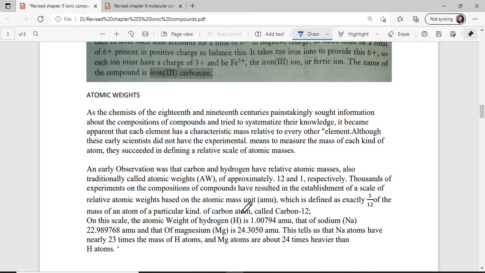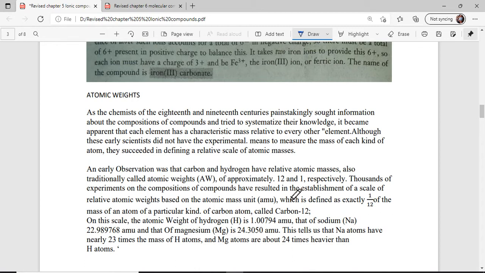Okay, atomic weight. Chemists of the 18th or 19th century painstakingly sought information about the composition of compounds and tried to systematize their knowledge. It became apparent that each element has a characteristic mass relative to every other element. Although these early scientists did not have the experimental means to measure the mass of each kind of atom, they only succeeded in defining the relative scale of atomic masses. Okay, an early observation was that carbon and hydrogen have relative atomic masses, traditionally called atomic weight or AW, of approximately 12 and 1.